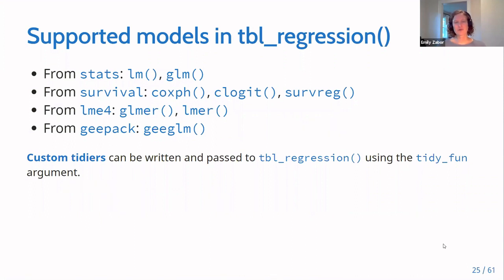There are quite a few models supported in tbl_regression: from the stats package, lm and glm; from the survival package, coxph, clogit, and survreg; from lme4, glmer and lmer; and from geepack, geeglm. But basically, any model that you can tidy with the tidy function from the broom package, you can pass to tbl_regression. And it's pretty easy to write a custom tidier for a lot of models that aren't supported by the broom package. If you write a custom tidier, you can pass it to tbl_regression using the tidy_fun argument. So really almost any regression model can be supported.